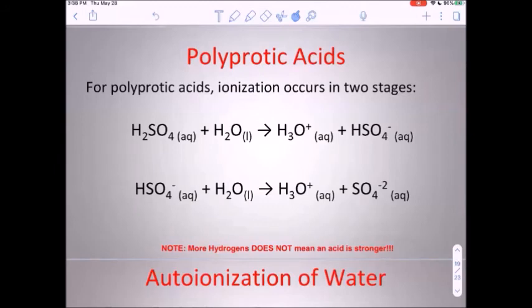One thing you should note that's a common misconception here is that more hydrogens does not mean an acid is stronger. You know the strong acids. Just because it has more does not mean that it is a strong acid.